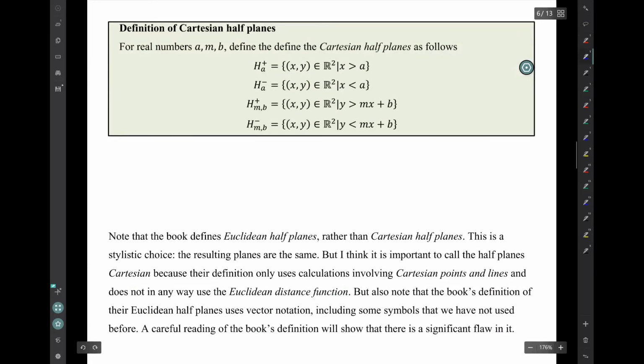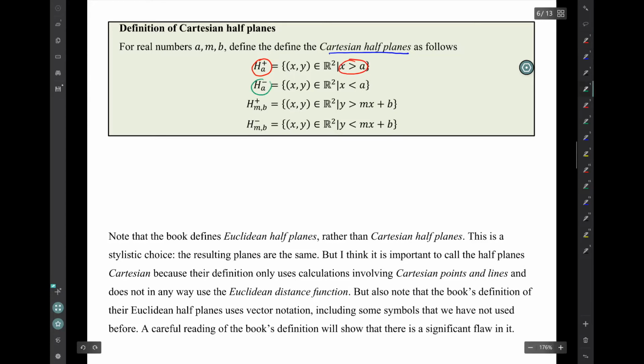So I'll start with the definition of Cartesian half-planes. For real numbers a, m, and b, define Cartesian half-planes as follows. This symbol, capital H with a subscript a and a superscript plus, denotes this set, the set of all ordered pairs in R2 such that x is greater than a.